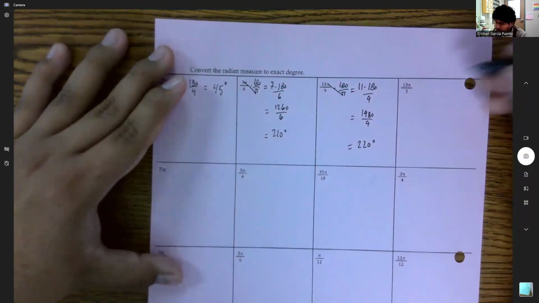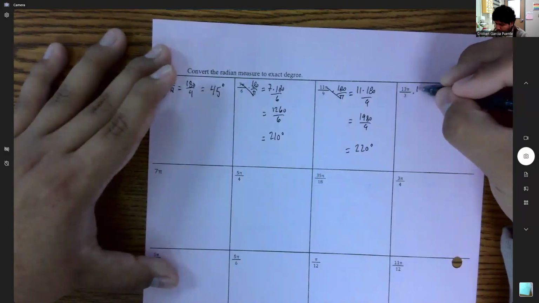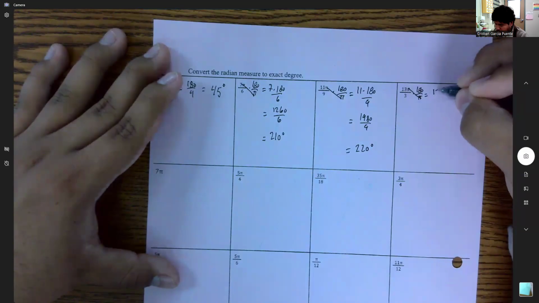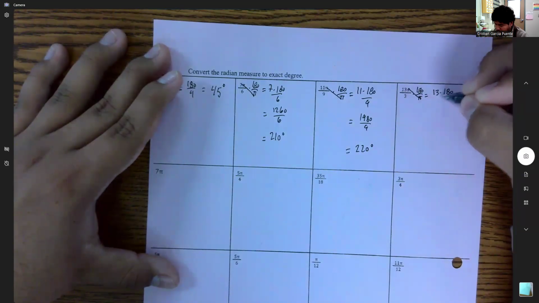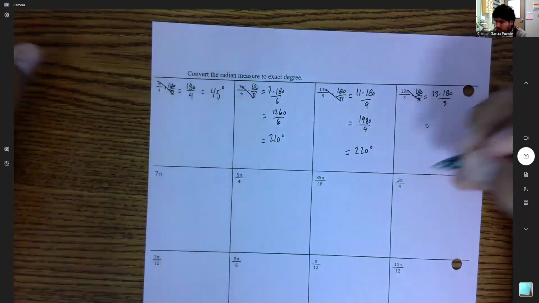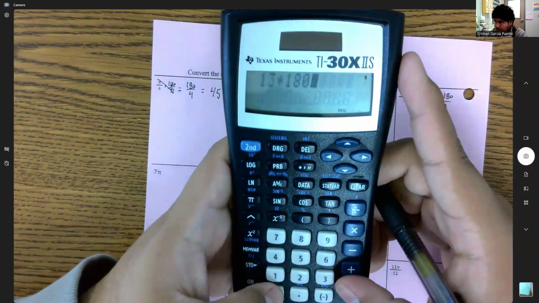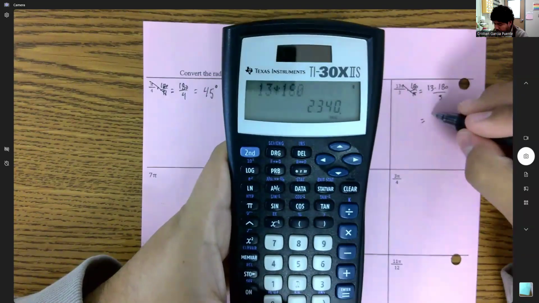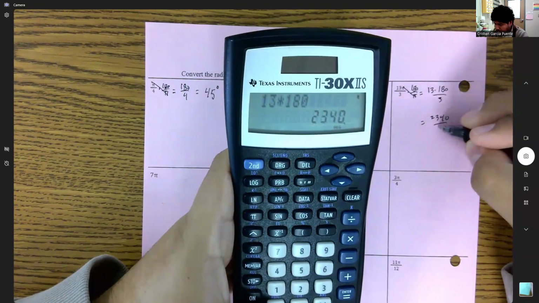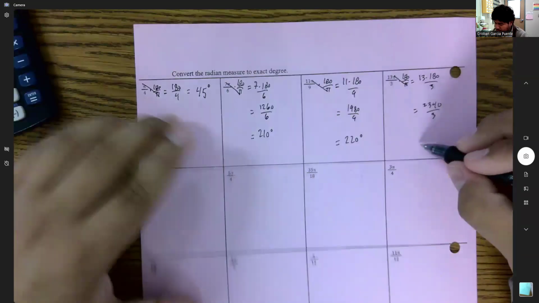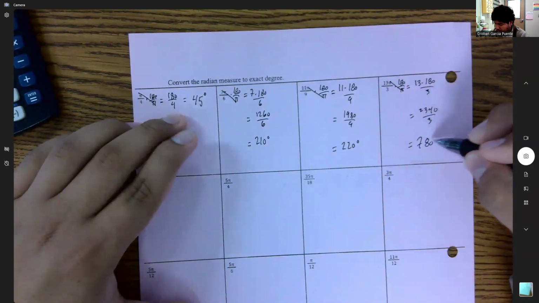All right, last one of the first row. So we're going to multiply by 180 over pi. Pi's cancel. You're left with 13 times 180 on top. And on the bottom, you're left with 3. So you're going to put 13 times 180. Gives us 2340 all over 3. So you can divide by 3. That gives you 780. So your answer is going to be 780 degrees.